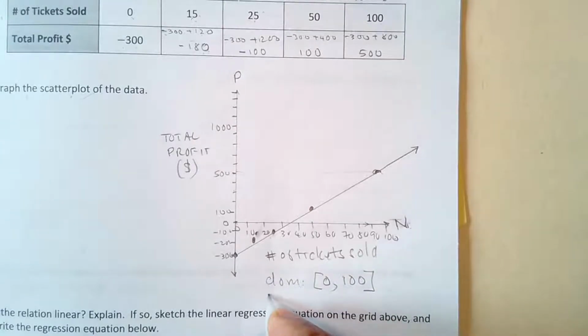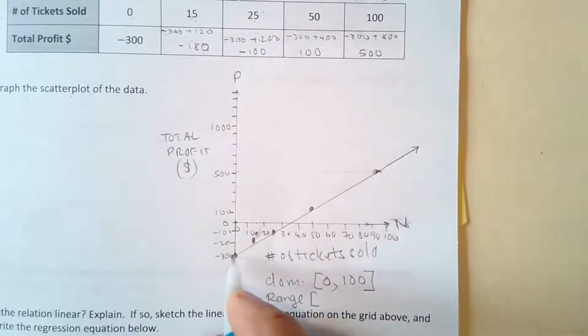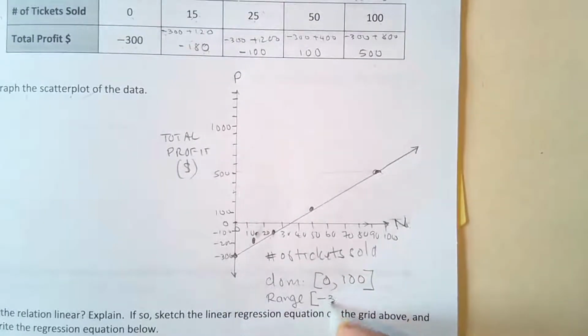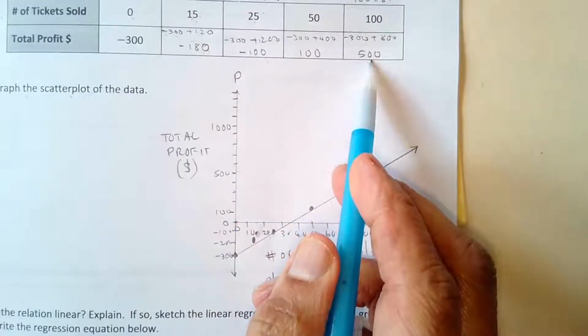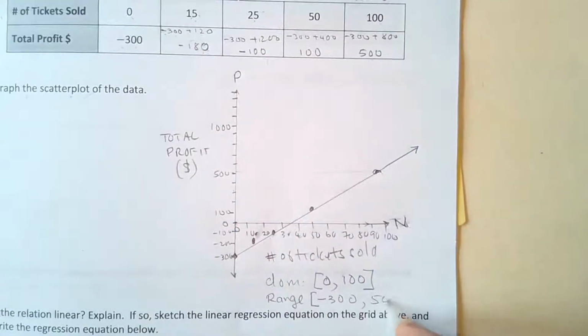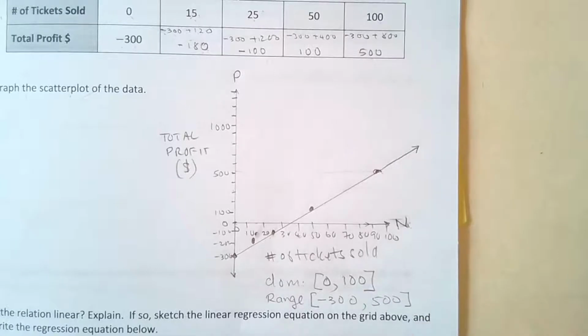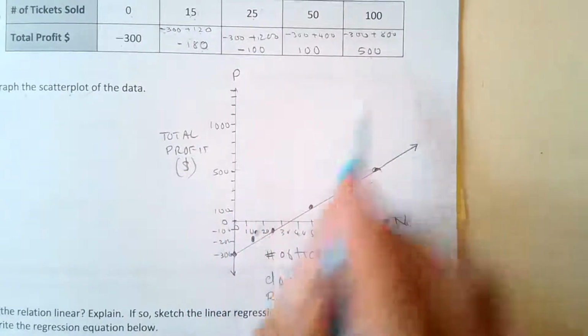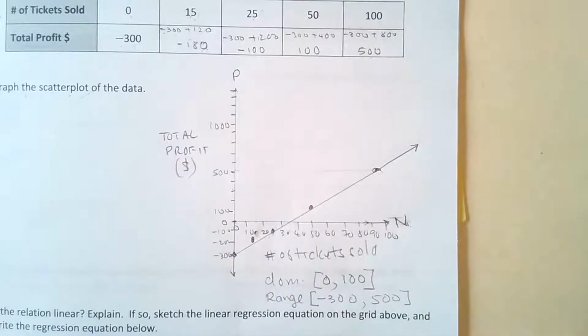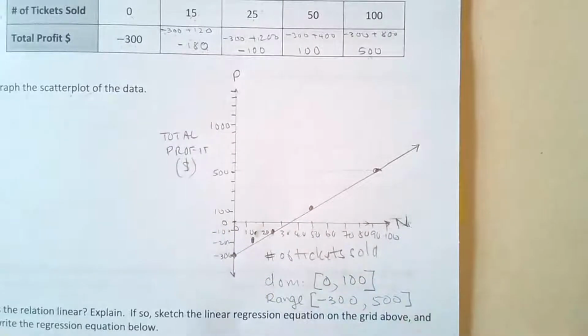The range, on the other hand, starts from negative 300. It's my lowest point here. And it goes up to, in this case, 500. So that's your range, how high it goes. Now this could go further if you want. So that's my scatter plot.